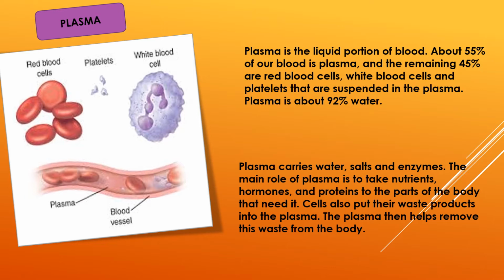What is the function of plasma? Plasma basically carries water, salts, and enzymes. The main role of plasma is to take nutrients, hormones, and proteins to the parts of the body that need it. Cells also put their waste products into the plasma. The plasma then helps remove this waste from the body. Now you can see the diagram. Plasma has been shown in the blood vessel.